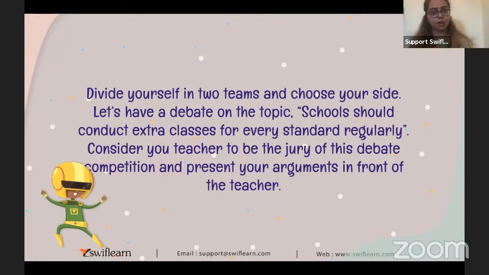Now, if you are against the topic and you say that schools should not conduct extra classes regularly, then you can say that it adds to the burden on the students, that they have to perform in normal classes as well as in the extra class, because in both the places they have been given work, both the places they have been told to do something, which becomes an immense pressure on the student. So that is the point of this topic, if you're talking in favor of the topic or against the topic.